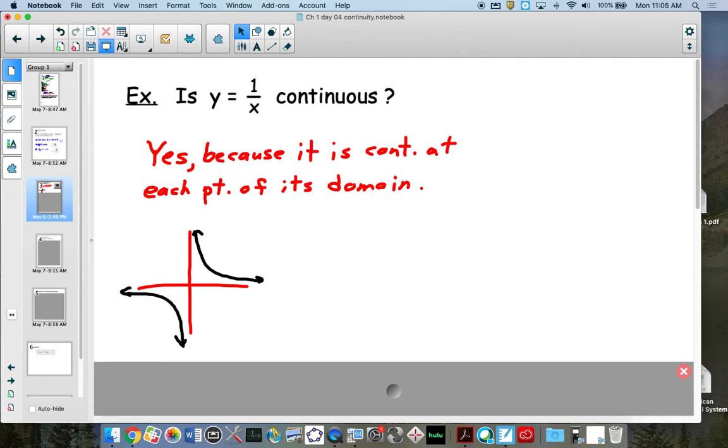Now, if I asked you, is y equals 1 over x continuous at 0, then the answer to that would be no.